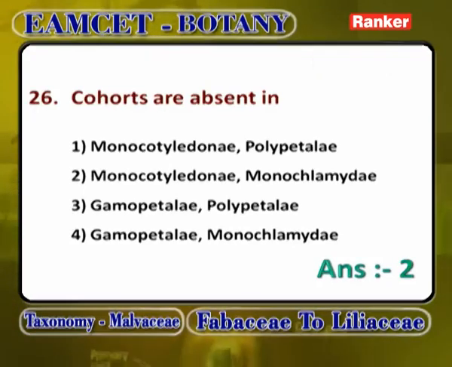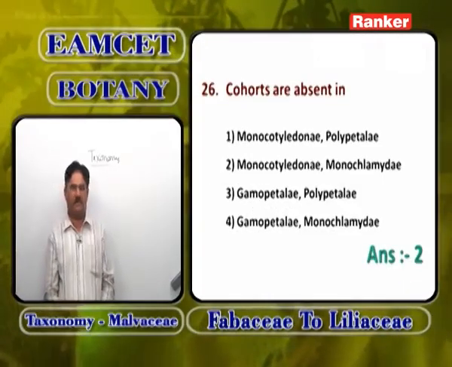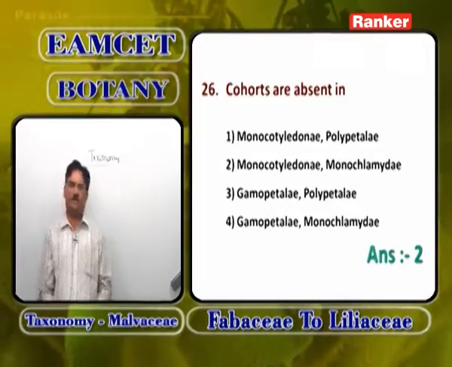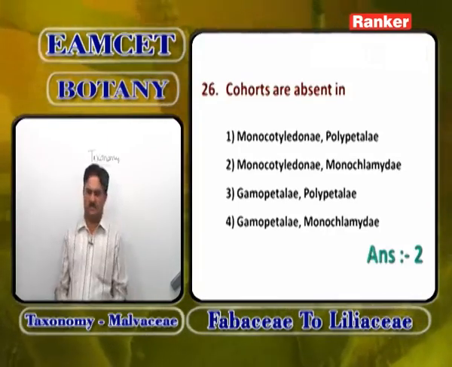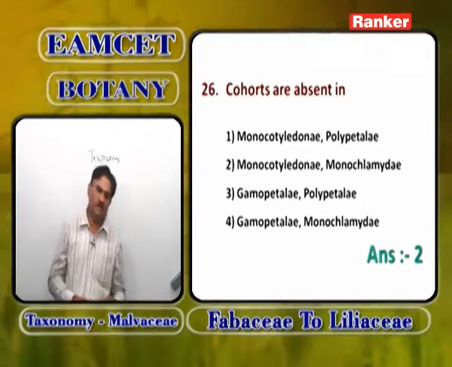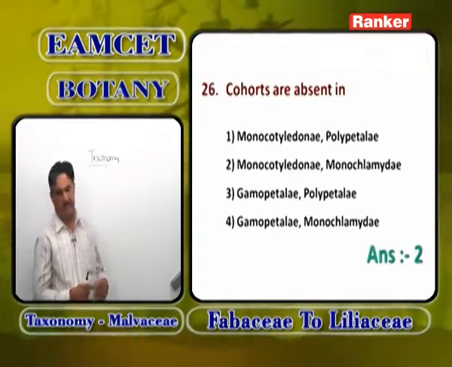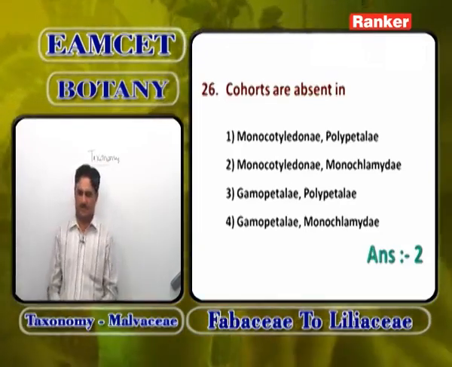Cohorts are absent in, as we just explained in the Bentham and Hooker system of classification, Monochlamydeae and Monocotyledonae. In Monocotyledonae and Monochlamydeae, the families are directly kept in series. So definitely cohorts are absent. Cohorts are nothing but orders. Orders are completely absent in Monocotyledonae and Monochlamydeae. So the answer is 2.